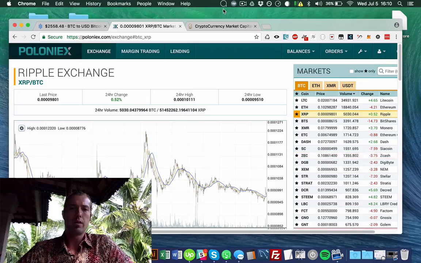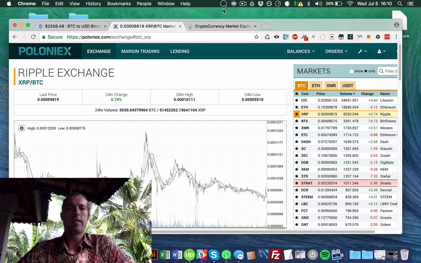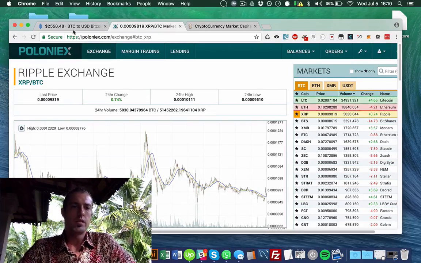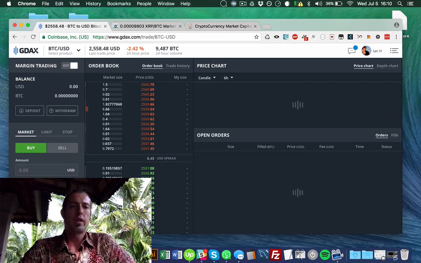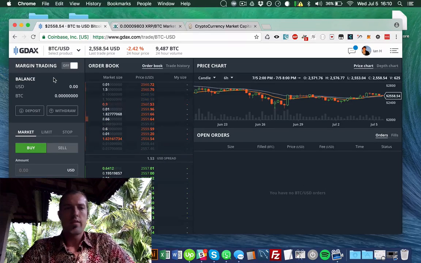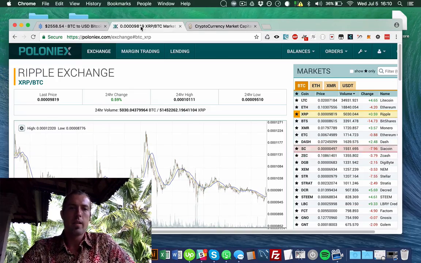Today I will be presenting a tutorial on how to buy altcoins on Poloniex. This is a sequel to the previous tutorial, which was about transferring your money from Coinbase into GDAX. In this one, we will be transferring Bitcoin from GDAX into Poloniex.